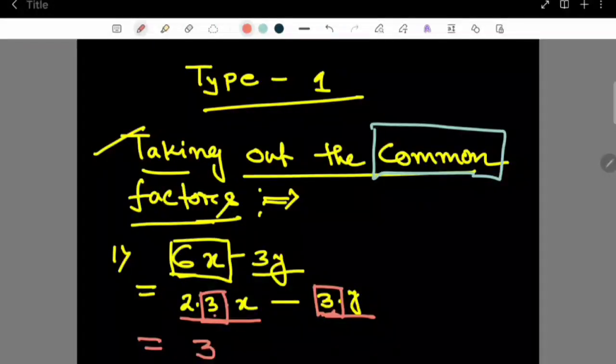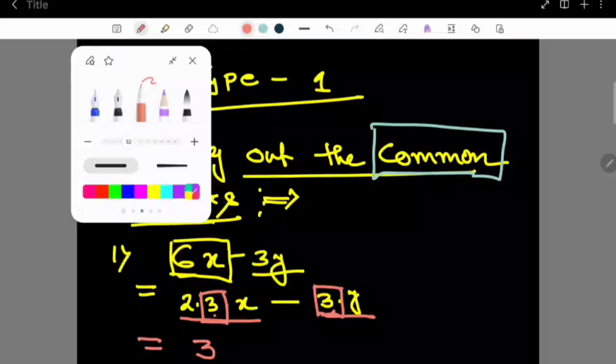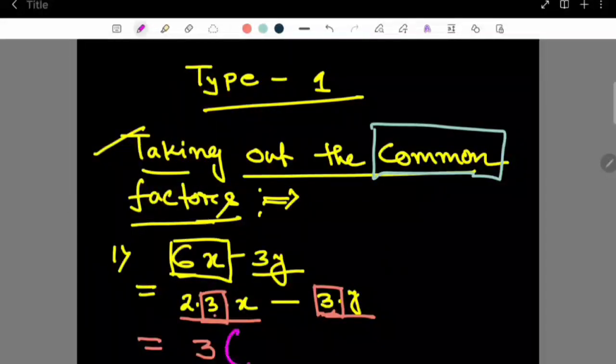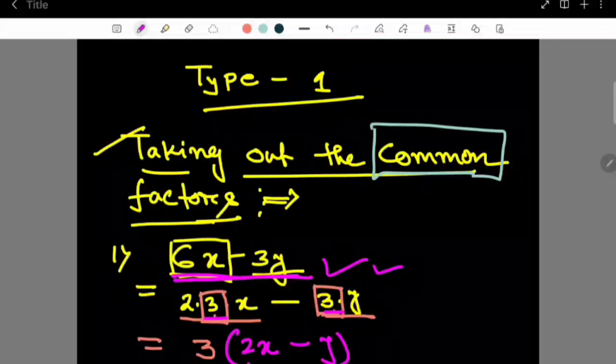Whatever the things are remaining, we will keep it in a box or in a bracket. So we'll use a first bracket. 3 is common between this term and this term. So what is left here? 2 and x, 2x. The sign will be as it is. And here how much is left? y. So after factorizing, the given expression 6x minus 3y will be 3 into (2x minus y).